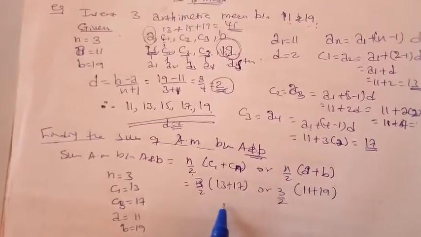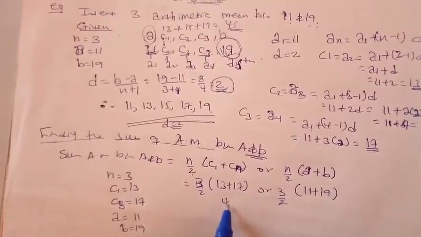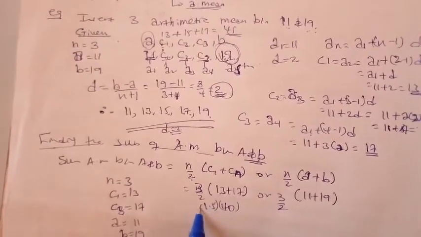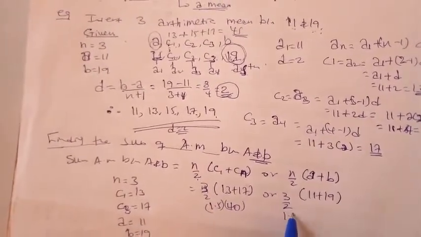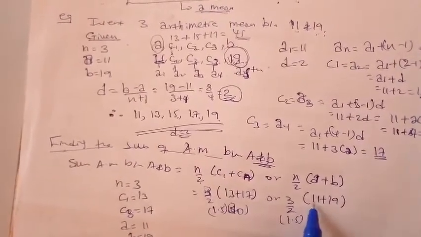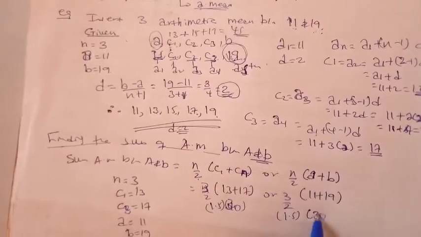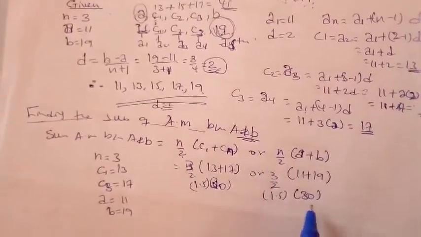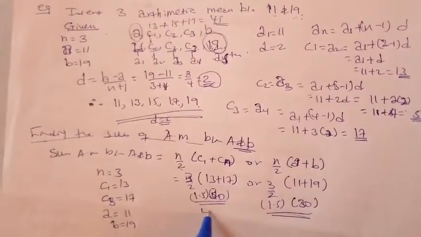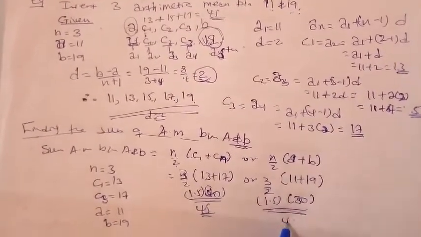So adding these gives 40 times 1.5, and 1.5 times 13... or again 30 times 1.5, and 30 times 1.5, that is 45 and 45.